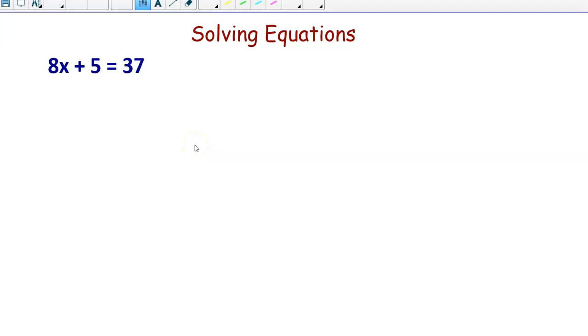Let us learn how to solve equations. This is a simple equation. I have a few examples for you to look at, and then you can solve these problems on your own.